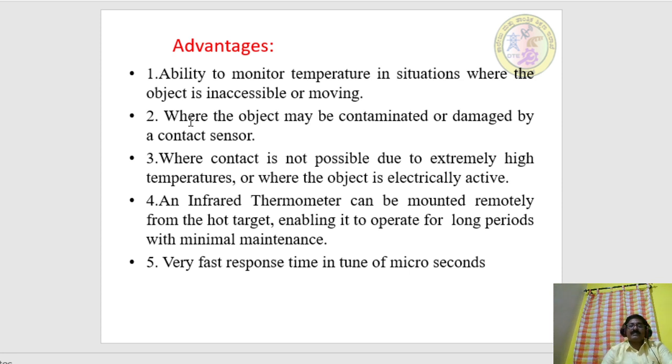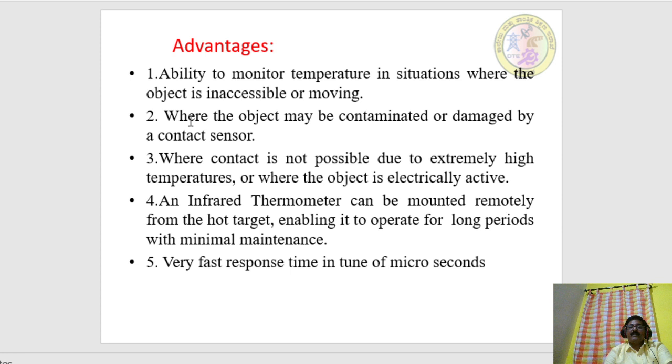Some advantages belonging to pyrometers. The ability to monitor temperature in a situation where the object is inaccessible. Second advantage, where the object may be contaminated or damaged by a contact sensor. This is a sensor which doesn't have any restrictions for measuring the temperature. And third advantage, where contact is not possible due to extremely high temperature.